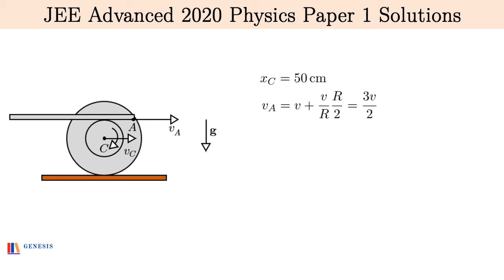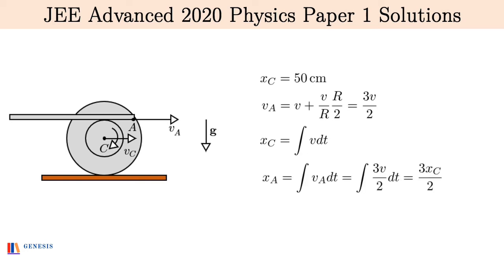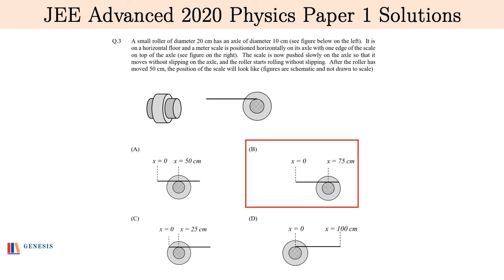Thus, when the center of the roller has moved by a distance xc, which is basically integral V dt, the point A will move a distance xa, which is given by integral VA dt. But VA is 3V by 2, and therefore this boils down to 3xc by 2. Now the amount by which the tip of the scale has overshot the center is xa minus xc, therefore, which basically comes out to xc by 2, which is 25 centimeters, and therefore the correct option is B.